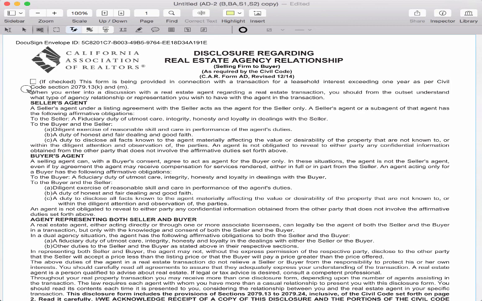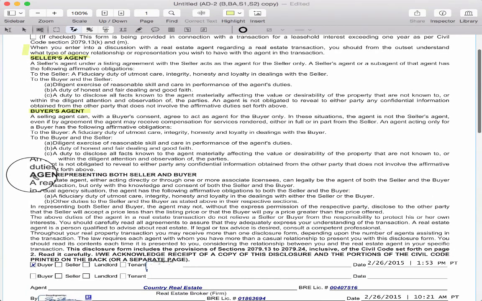Let's start here. The first one is, when you enter into a discussion with a real estate agent regarding a real estate transaction, you should from the outset understand what type of agency relationship you wish to have with the agent in the transaction. So, for example, if you're a seller, an agent can be just a seller's agent. That's certainly one possibility. And there are certain duties that are required if you are representing a seller. The same duties apply if you are simply representing the buyer. It becomes a little more tricky when you're representing both the buyer and the seller.